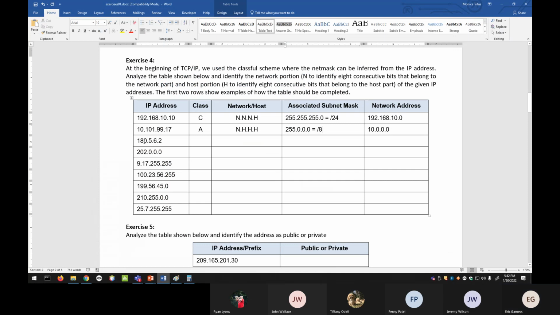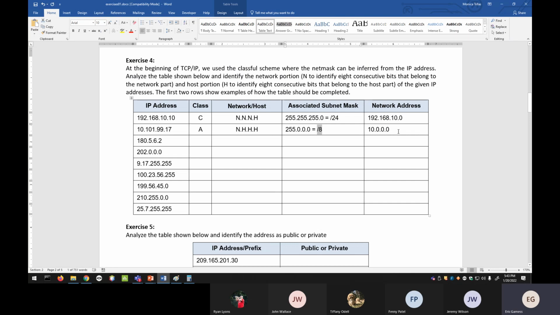So, if I do this example, we have 10 as the first byte. 10 is between 0 and 127, it's a class A. If it's a class A, the separation is done here, between the 10 and the 101. So I will have N, H, H, H. As you saw in the slides, the mask is /8, which is 255.0.0.0.